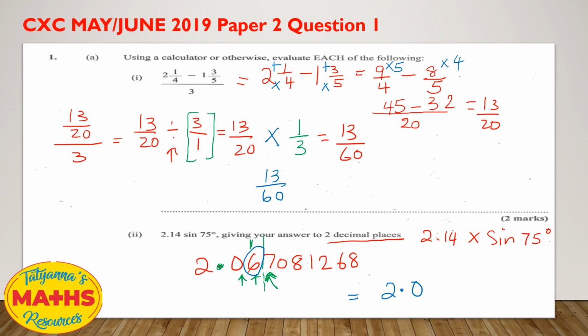Put it in a different color. 7. Okay, so the 6 is rounded up. We add 1 to 6, we get 7. So 2 dps. Final answer.